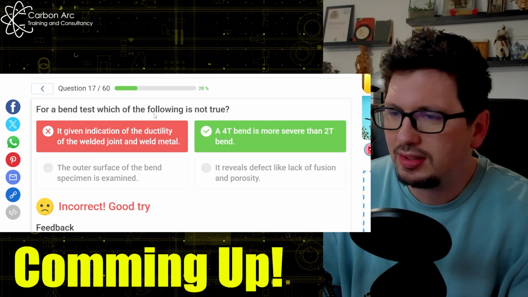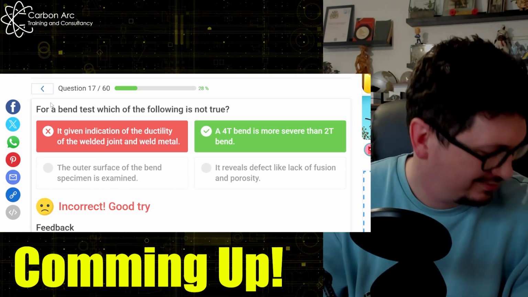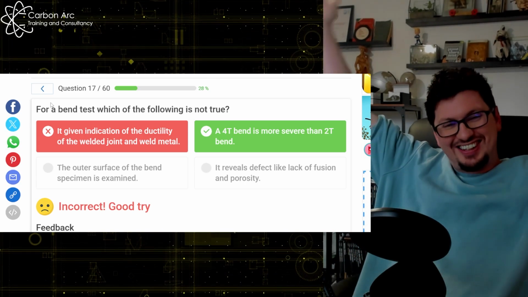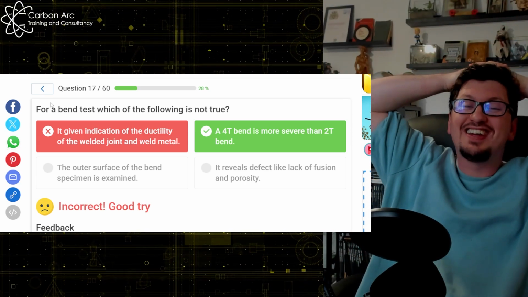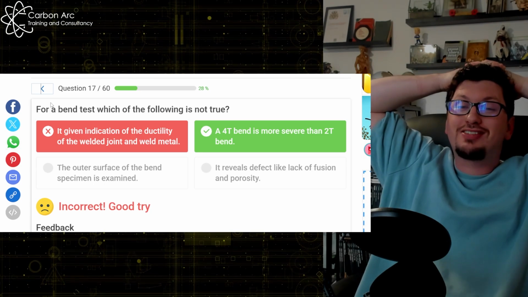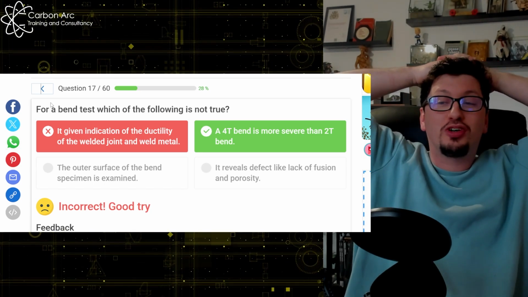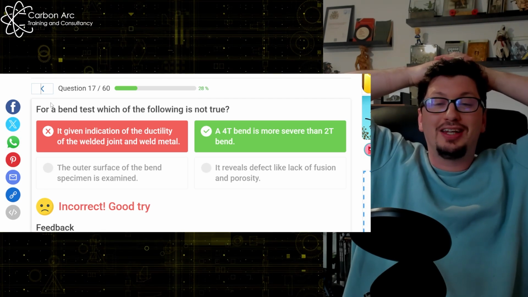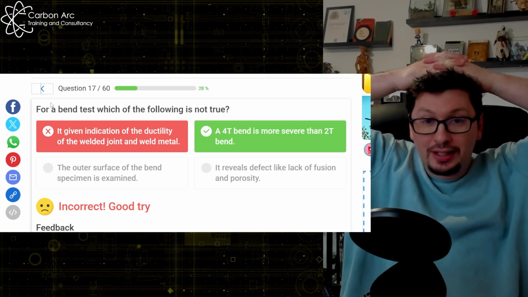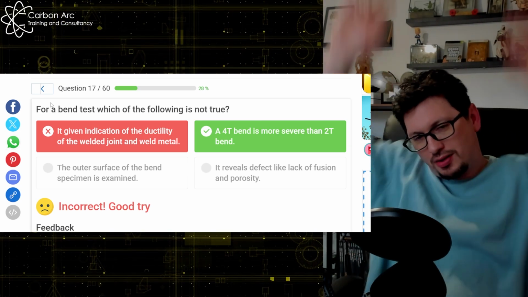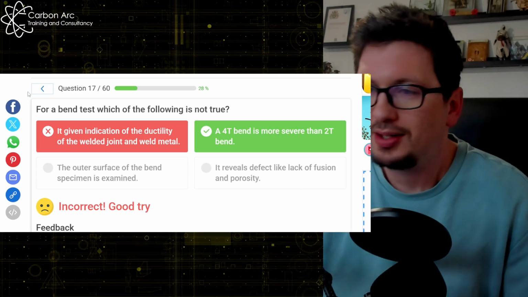Which of these tests is not true? There you go. There's proof of doing a question after I said, read the question and go for it. I've just answered it as which one is true. It gives an indication of ductility. And if I had read it properly, hands up, I got that one wrong. Here you go. Come on, James.